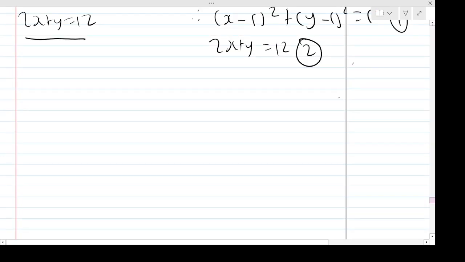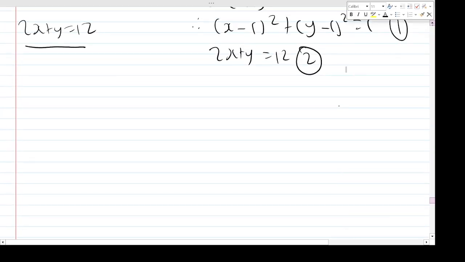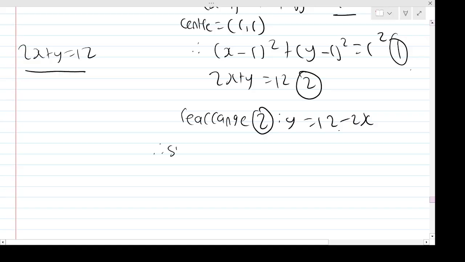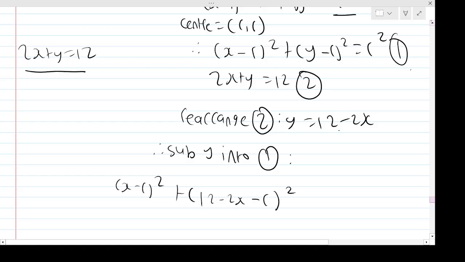So again we need to substitute the line into the other equation, but I need to rearrange it. If I rearrange the second equation, I get y is 12 take away 2x. Therefore if I sub y into the circle equation, I get x minus r squared, add y, which is 12 take away 2x, then minus r, all squared, and then take away the r squared, equals 0.